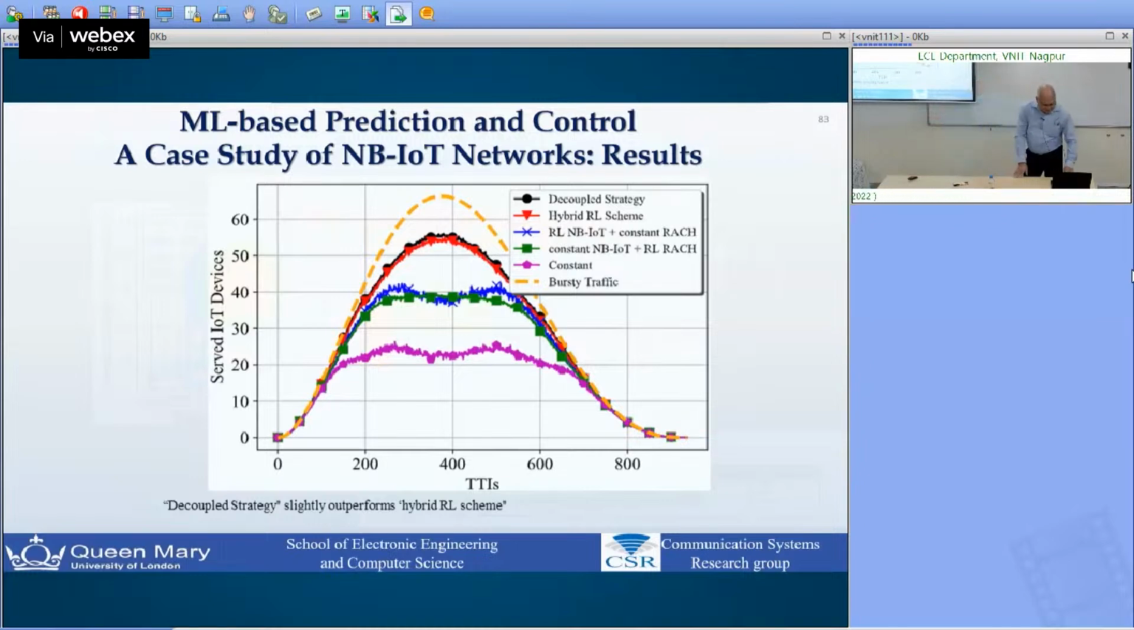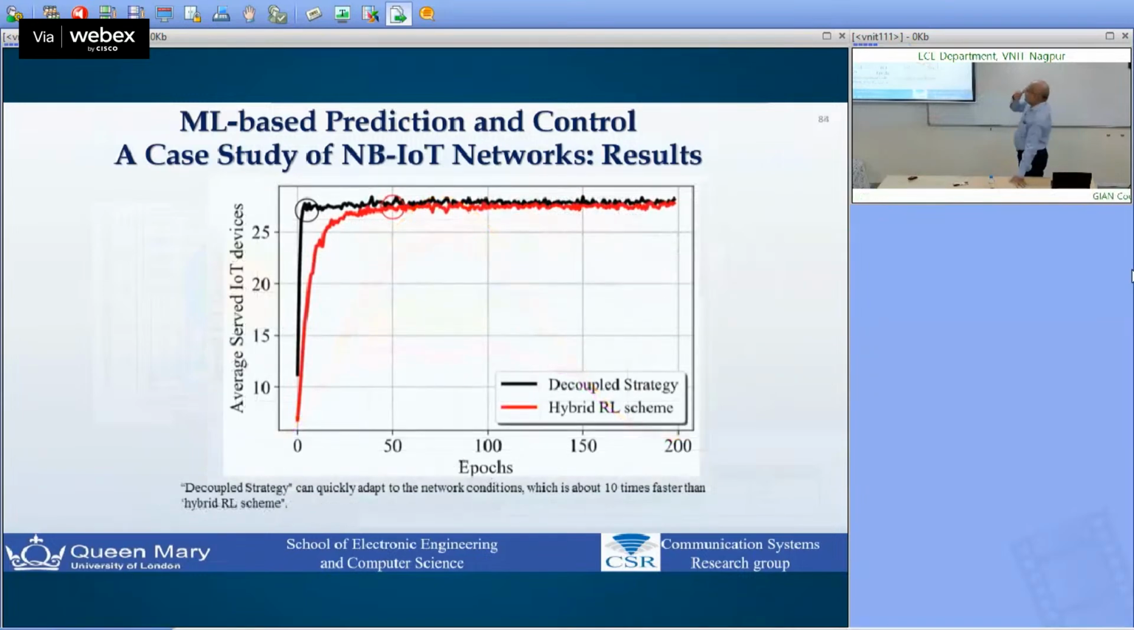Now we see the convergence. When you decouple, it converges quickly because we can accurately predict the load, so the initialization is better. In machine learning, the convergence depends on the initialization. Here, when we decouple and predict the load, we have a better initialization, so it converges quickly.